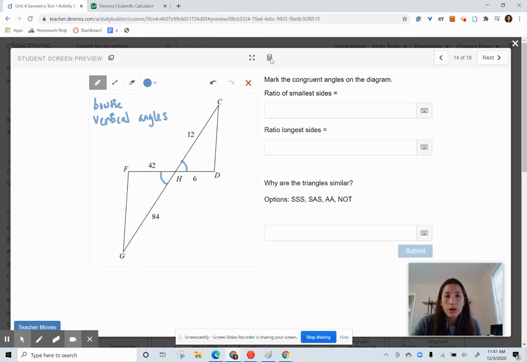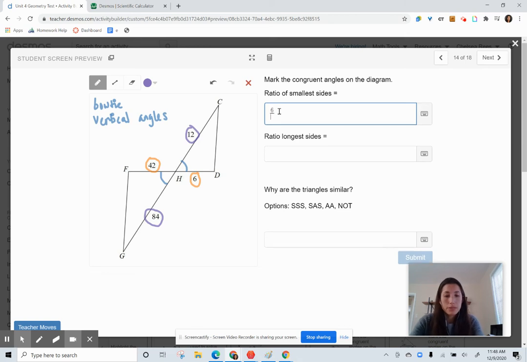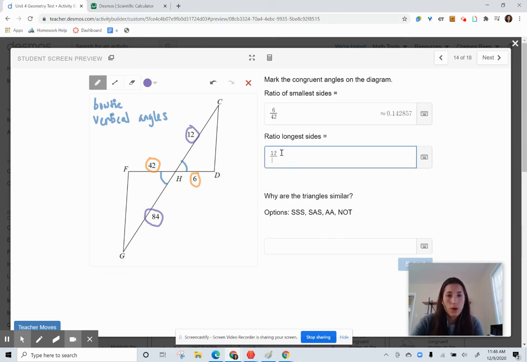So you're marking the angles in the diagram that are congruent. So we marked them here. And then we want the ratio of the 2 smallest sides. So 6 is the smallest side in this triangle, and 42 is the smallest side. And then our 2 longest sides, those would be 12 and 84. So we need to make sure those ratios are the same. So the smallest sides, let's do 6 and 42. And then our longest sides, let's do 12 and 84.